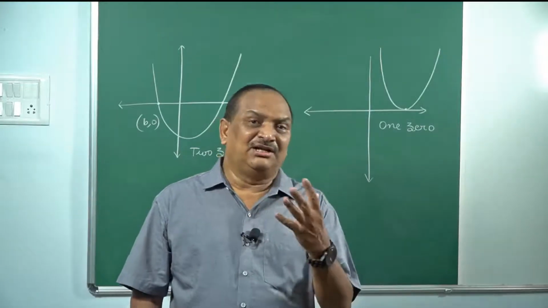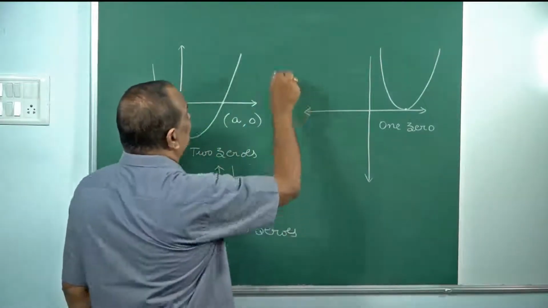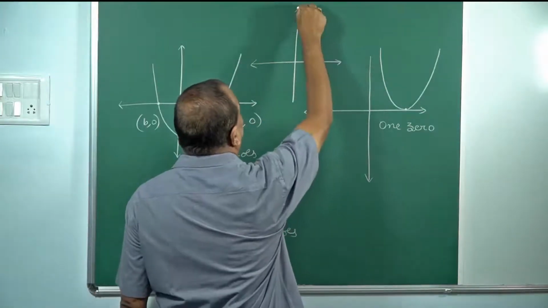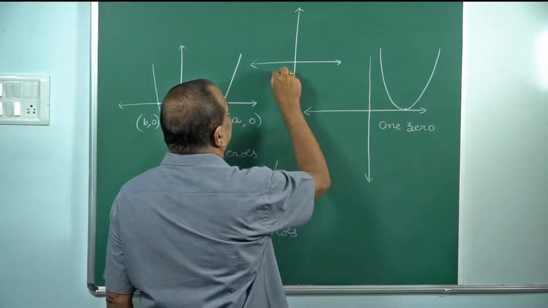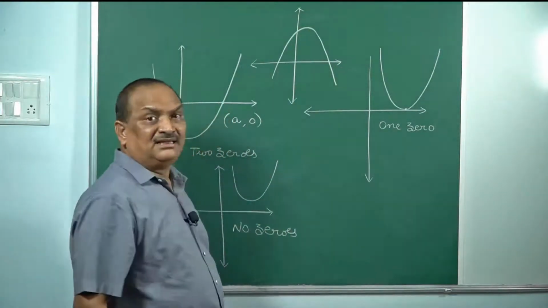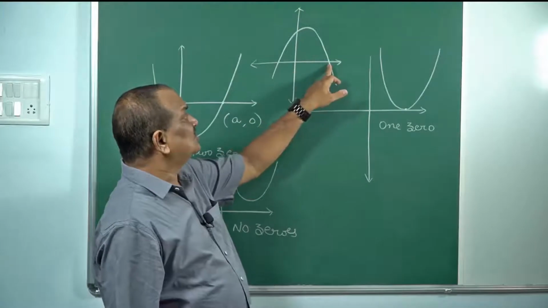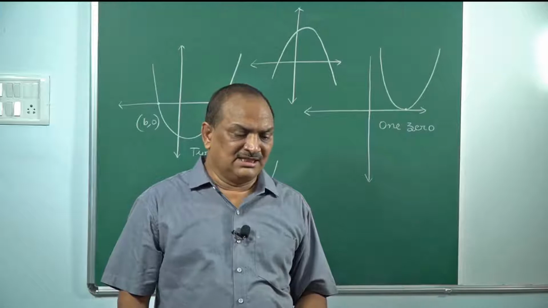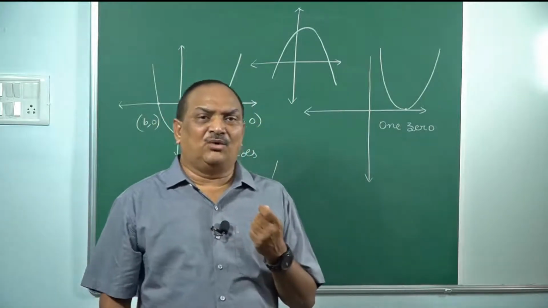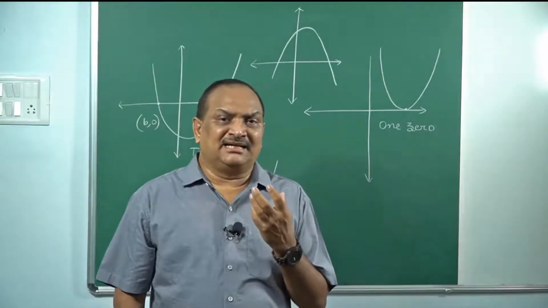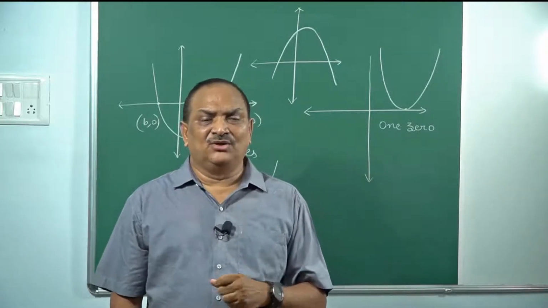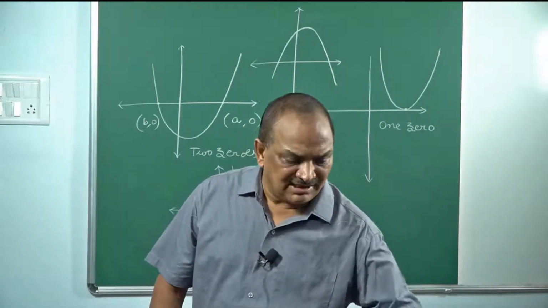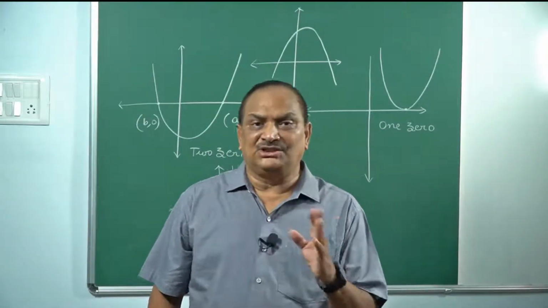And I can give you another parabola. Suppose I give you a parabola like this. It can be an inverted parabola if the x square coefficient is negative. Suppose I give it like this, then also you can say there are two zeros, because it's meeting the x-axis at two different points. So depending on at how many points the graph is meeting the x-axis, you can determine the number of zeros. It can be 2 zeros or 1 zero, or it can be no zeros at all.